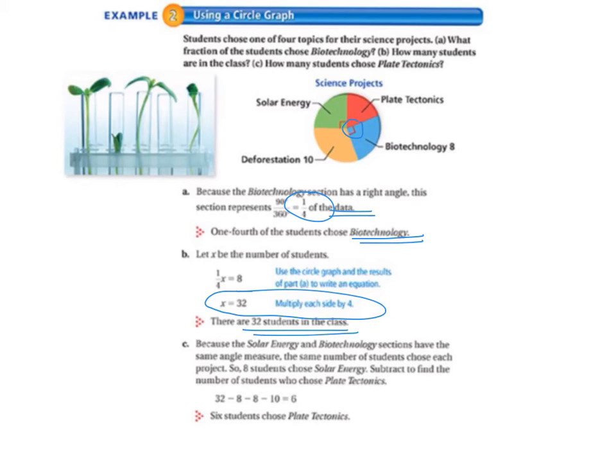And then it says because the solar energy and biotechnology sections have the same angle measure, the same number of students chose each project. So 8 students chose solar energy. And it says subtract to find the number of students who chose plate tectonics. So 32 minus 8 minus 8 minus 10 equals 6 who chose plate tectonics.